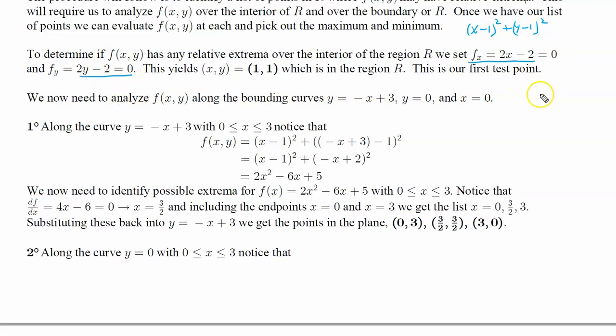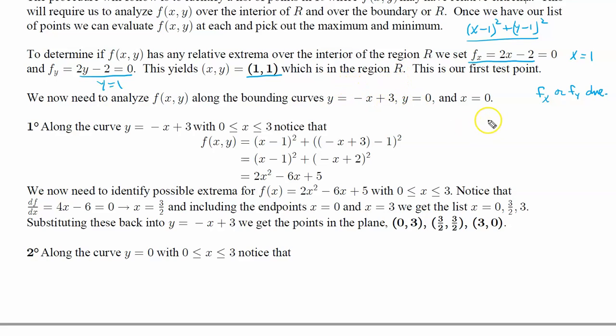Once again, we don't need to worry about where f sub x or f sub y does not exist, because this is a nice function. Now, setting each of these equal to 0, of course, this tells us that x equals 1, and over here y equals 1. So there you go. (1, 1) is a critical point, and that is inside the region R.